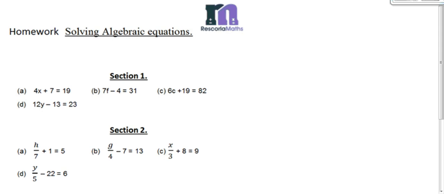Okay, so if we jump straight into it, if we have a look at section 1 here, the first thing we do, as you'll remember, is get rid of the plus 7. So the way we get rid of plus 7 is we subtract it. So if we subtract 7 from both sides, we end up with 4x equaling 12. And then if 4x is 12, then 1x you need to divide it by 4 to get 3.